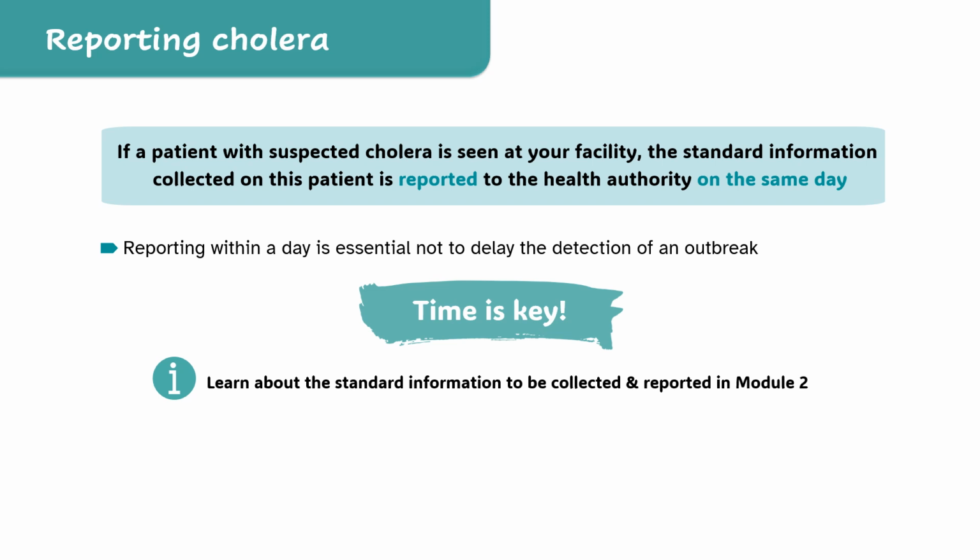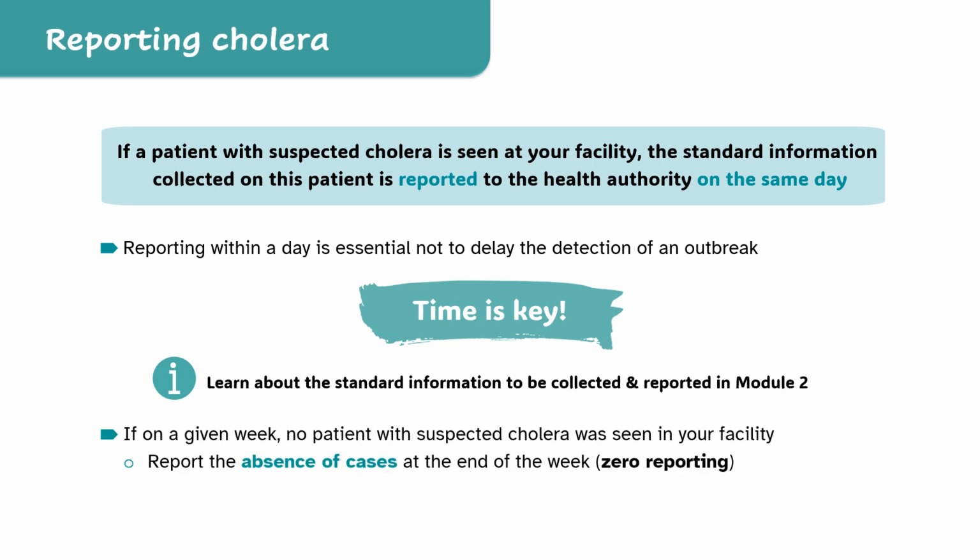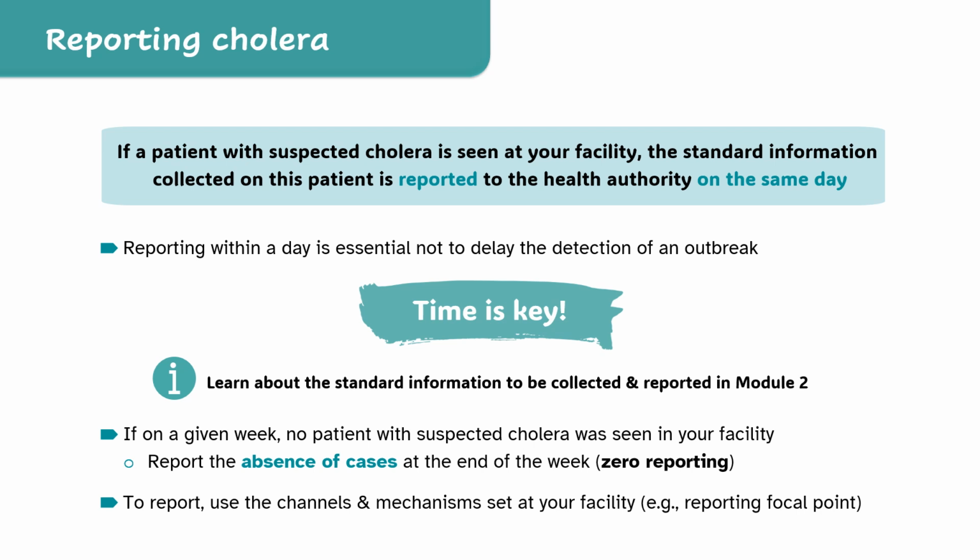If you are unsure about the standard information that should be collected on patients with suspected cholera, we invite you to go back to Module 2. If on a given week, no patient meeting the definition of a suspected cholera case was seen in your facility, report the absence of cases to your health authority at the end of the week. This is zero reporting. To report patients with suspected cholera to your health authority, use the reporting channels and mechanisms in place at your facility. For example, there may be a reporting focal point.